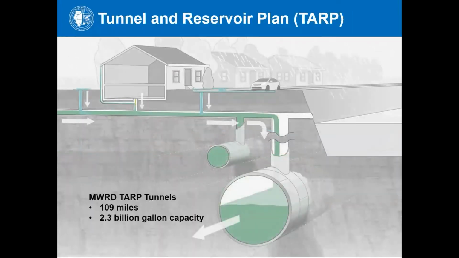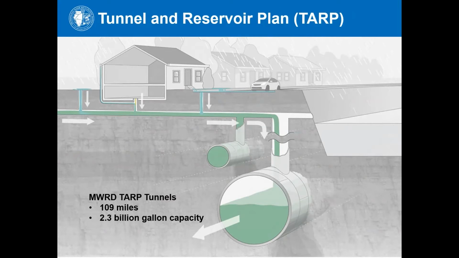That's where the Tunnel and Reservoir Plan comes in. So since the 1970s, the district has been building a system of deep tunnels and massive reservoirs to address the problem of CSOs. This is done by capturing excess flow from the local sewers when there is a precipitation event. The system works by acting as a second set of interceptors that capture the overflow and hold it in the reservoirs until it can be treated at district water reclamation plants.